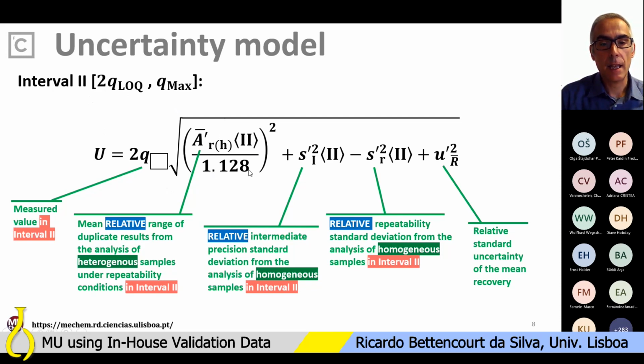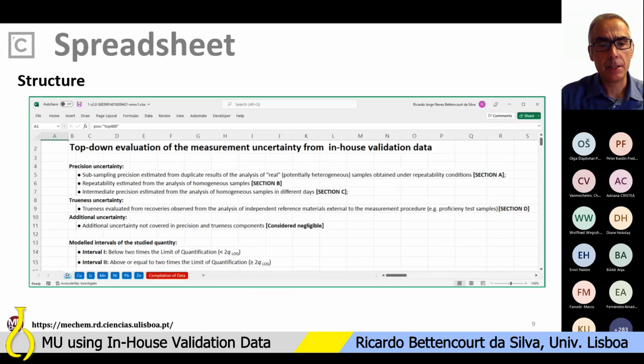This is the relative standard deviation of repeatability for the analysis of heterogeneous samples. We also have a term for the relative standard deviation of the intermediate precision and for the relative standard deviation of repeatability, so the terms are squared there. And then you have the term for the relative standard uncertainty of the mean recovery. So these are the formulas used in the spreadsheet.